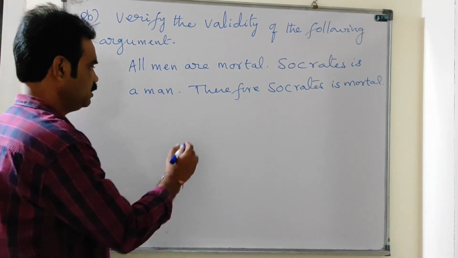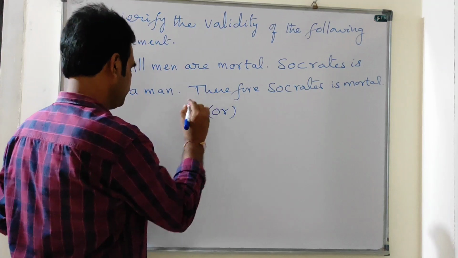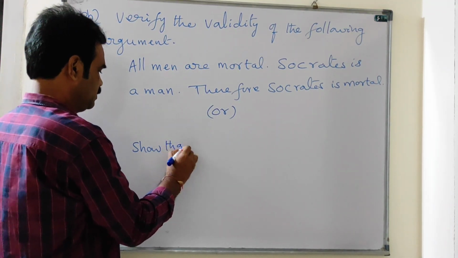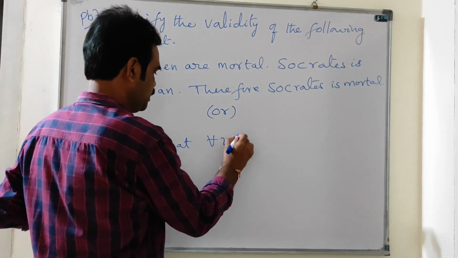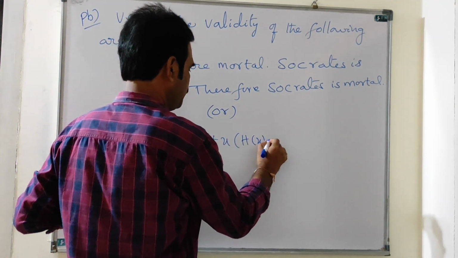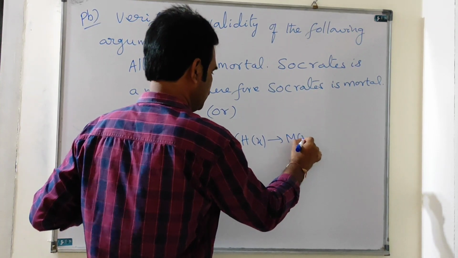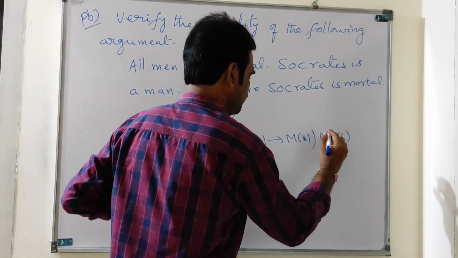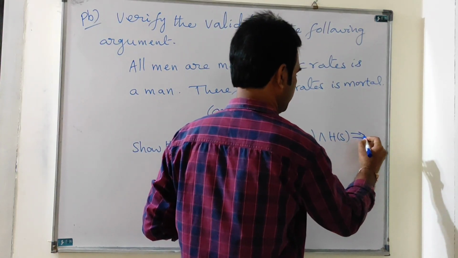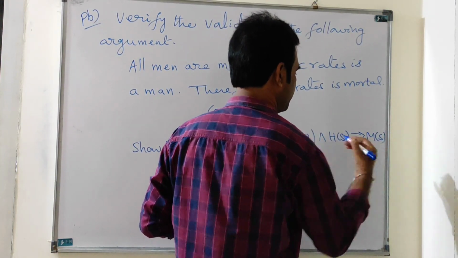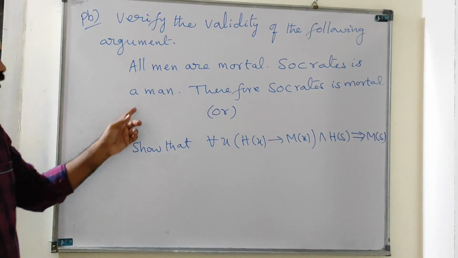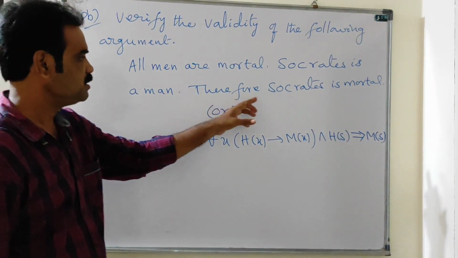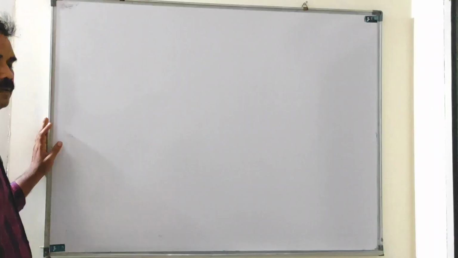Or this can also be given as: show that for all x, h of x implies m of x and h of s imply m of s. Okay, this can also be given like this. Now the conclusion is Socrates is mortal. See the solution.